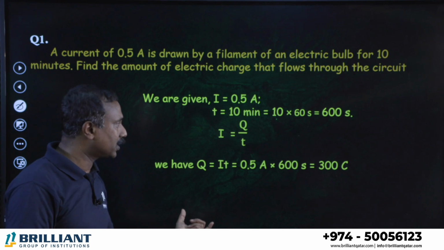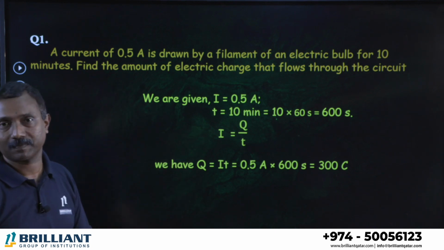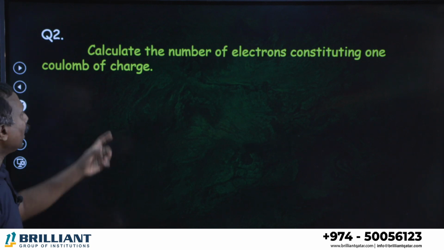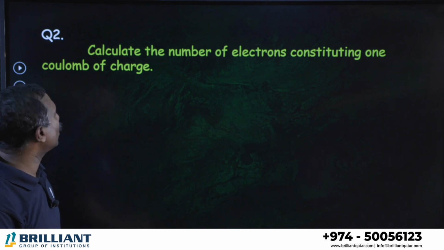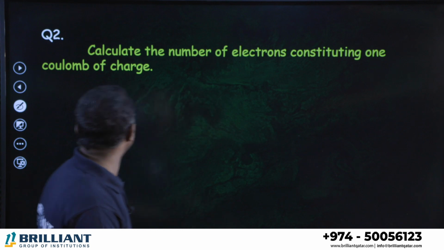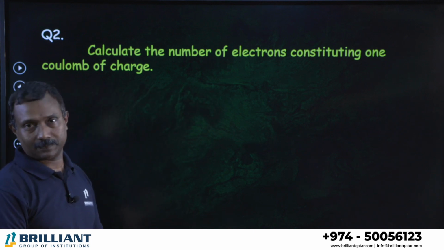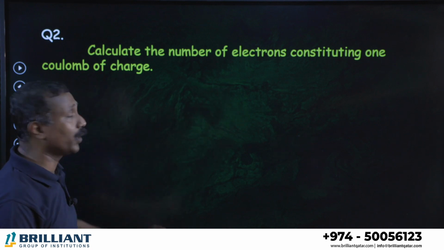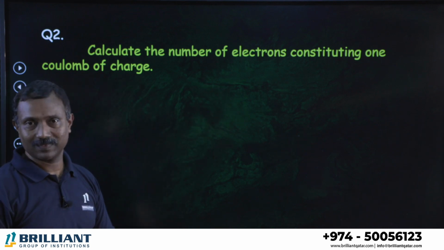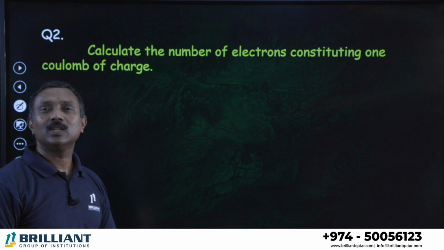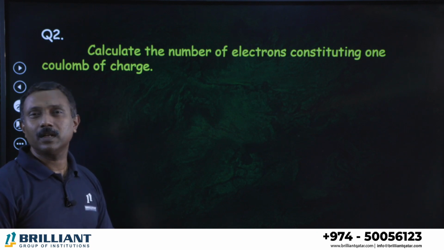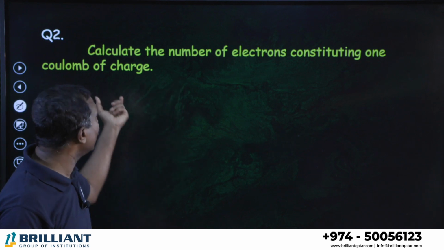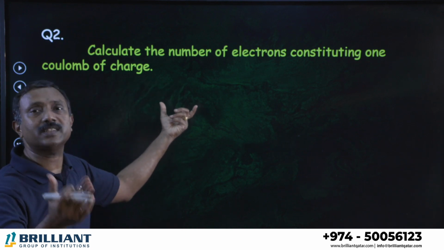Hope all of you understood this answer well. Now we can come to the next question. Calculate the number of electrons constituting 1 coulomb of charge. So what do we want to find out? Calculate the number of electrons constituting 1 coulomb of charge. How can we find that out? Which formula can we follow here? Here the total amount of the charge is given.